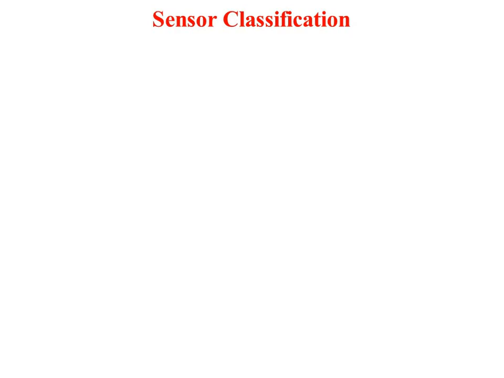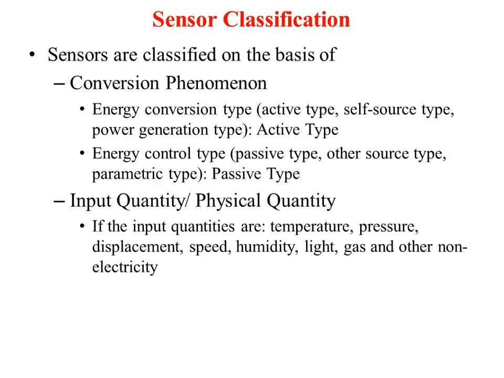Now we are going to see the sensor classification on the basis of conversion phenomena. There are two types of conversions: energy conversion type, which is an active type, self-sourced, power generation type. So it is an active type of phenomenon. And the second phenomenon is energy control. You are controlling the energy, so that is called a passive type. So these are the active type and passive type of conversions. So you can see the sensors based on those applications.